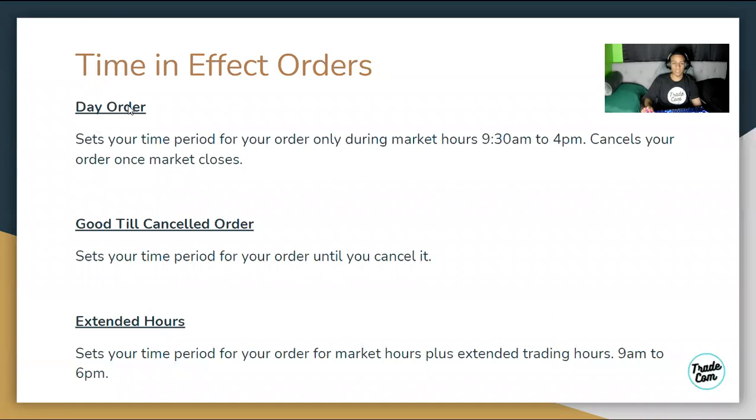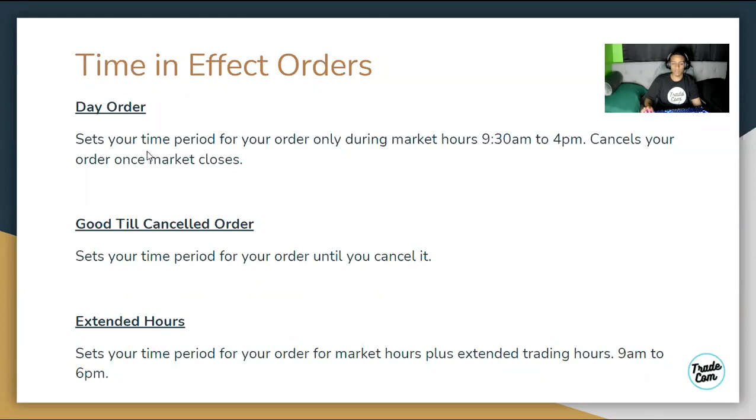If I set it for day, that means I want to buy Sundial at this price between 9:30 and 4. If it ever reaches that price, say I set the price for $2 and between 9:30 and 4 it reaches $2, then cool, I'll get filled on my trade. Now, if it doesn't ever reach $2 between 9:30 and 4, at 4 p.m. you'll get a notification that your order was canceled. Right? This is what a day order is. It will cancel once the market closes.